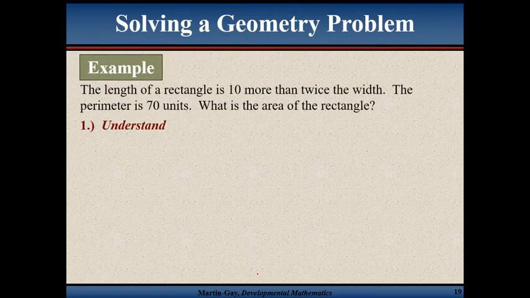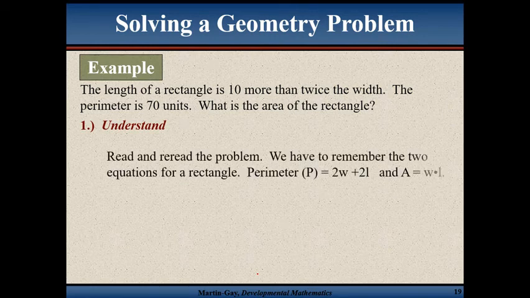Okay, let's try solving a geometry problem. The length of a rectangle is 10 more than twice the width. The perimeter is 70 units. What is the area of the rectangle? Read and reread the problem. We have to remember we have two equations for the rectangle. We have a perimeter that is equal to 2 times the width plus 2 times the length. And we're going to have to use the area at the end, which is width times length.